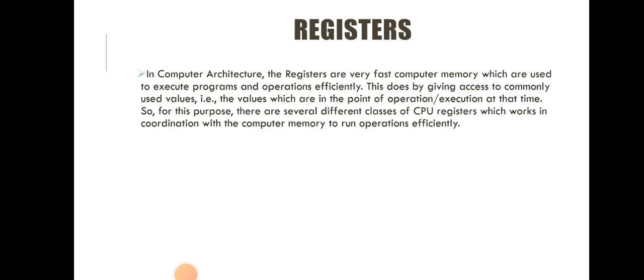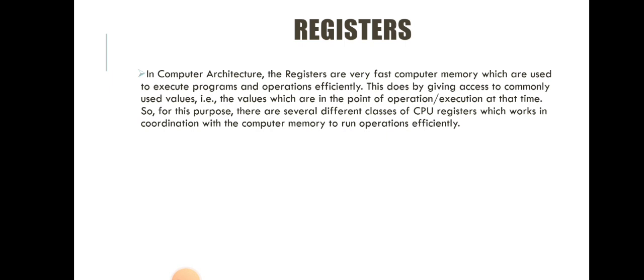In computer architecture, registers are very fast computer memories which are used to execute programs and operations efficiently. This is done by giving access to commonly used values, for example, the values which are at the point of operation execution at the same time. So for this purpose, there are several different classes of CPU registers which work in coordination with the computer memory to run operations efficiently.